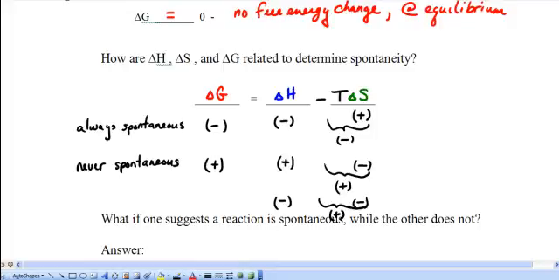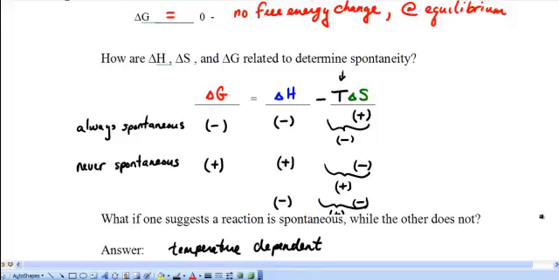Well, actually it depends. It depends on how big this negative is and how big this positive is, which basically comes down to how big the temperature is. And so therefore this thing becomes temperature dependent. At some temperatures it is spontaneous, at other temperatures it is not spontaneous.